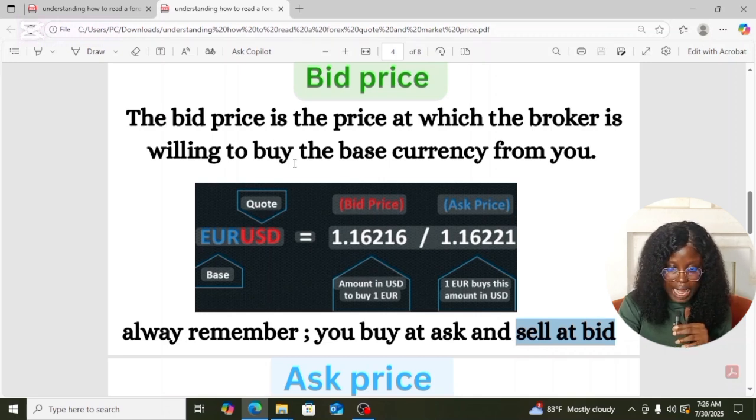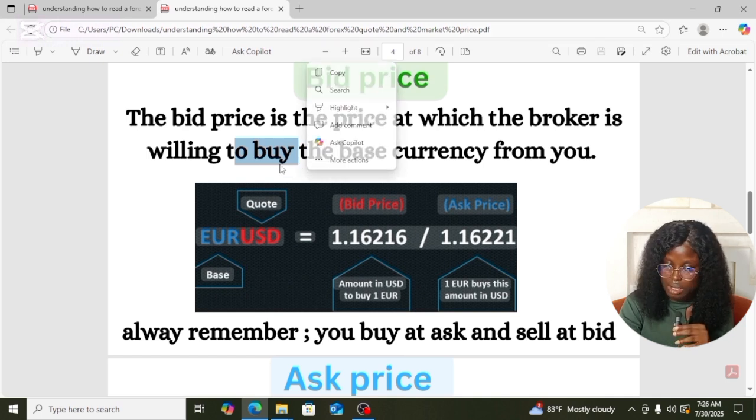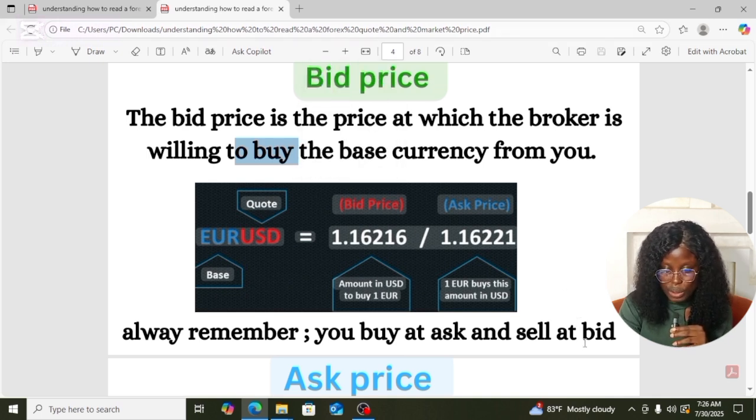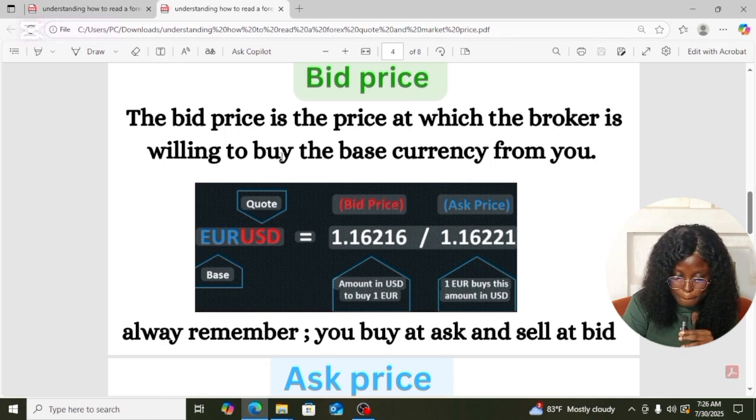You know that the broker is willing to buy at bid, and we are willing to sell at bid. What I'm trying to say is that the broker is buying from us at bid price, and we are selling to our broker at bid price. Is that understood? Always remember, you buy at ask price and sell at bid price. So our broker is actually buying from us at bid price, and we are selling at bid price.